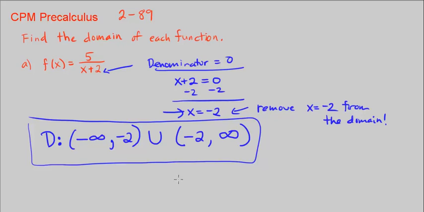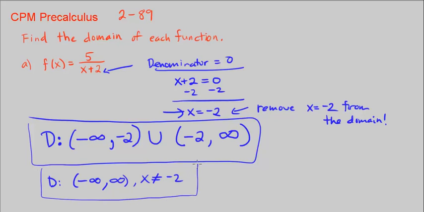Right? And we've seen something like this. You could also say the domain is just everything, negative infinity to infinity, except x cannot be equal to negative 2. You could even write it like that, right? This is going to be a more clear version for set notation. This one is just going to say all real numbers, negative infinity to positive infinity, except x cannot equal negative 2. So either of these mean the same thing.